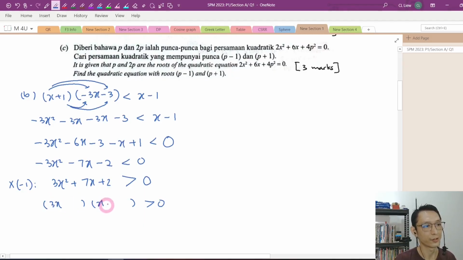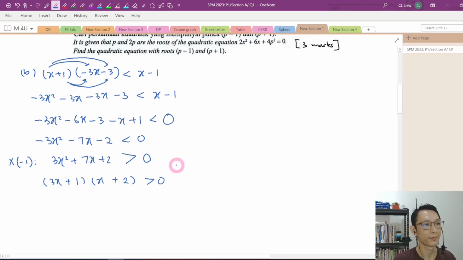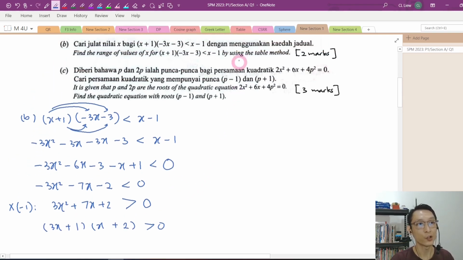3x, this is x. Okay, so 2, 1. This is plus, this is plus. Let me check. Okay, correct. Now, since the question asks us to use table method, so I need to draw a table first.